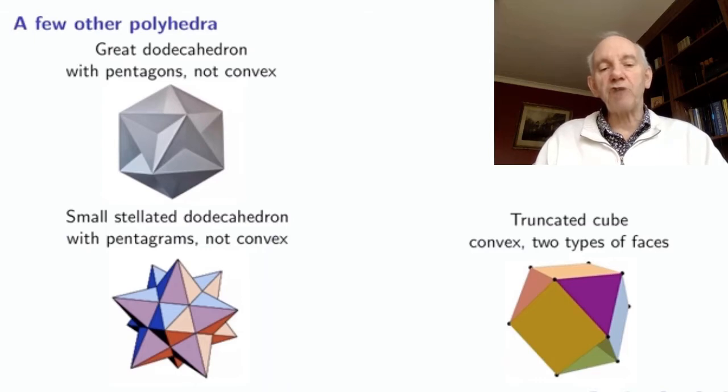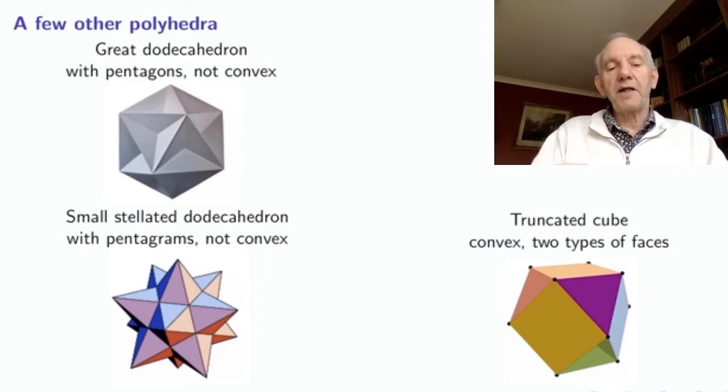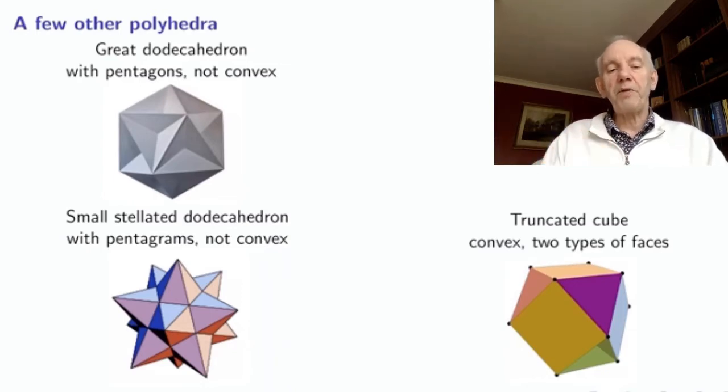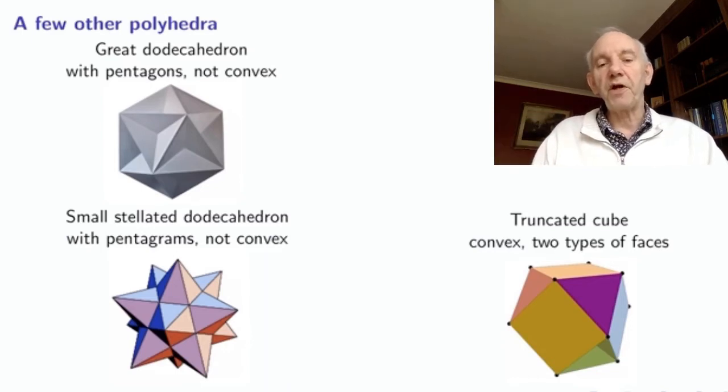They're quite easy to describe. The second one, for example, the small stellated dodecahedron, is formed by taking an ordinary dodecahedron and plonking down on each pentagonal face one of these pentagonal pyramids. So it's just a lot of small mini pyramids on the dodecahedron.